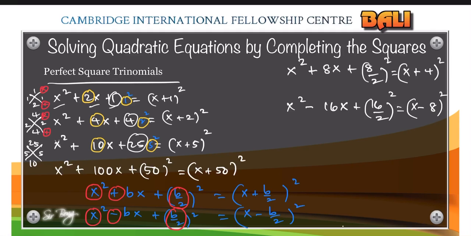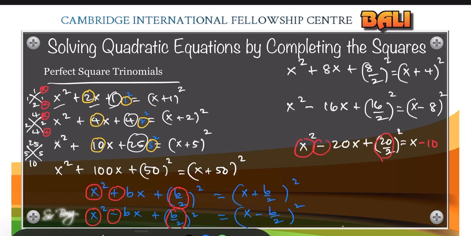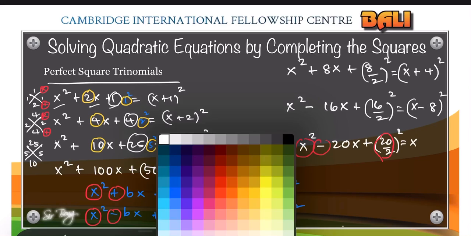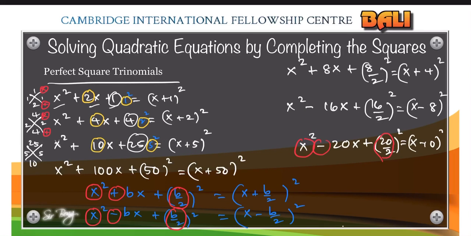I still have space. Let's have another example. x squared minus, say, 20x. So it must be plus 20 divided by 2, then squared, which is equal to x. We only need these three items. Minus, what is 20 over 2? It is 10. Minus 10 squared.